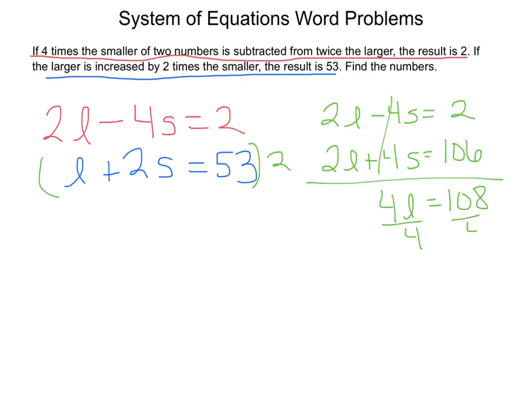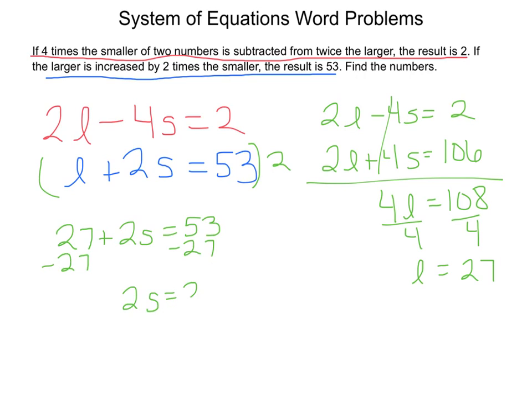Divide by 4. L equals 27. Now let's plug that in to one of these equations to solve for S. I'm going to use the bottom one, so instead of L, we'll put 27 plus 2S equals 53. Minus 27, 2S equals 26, and so S equals 13.